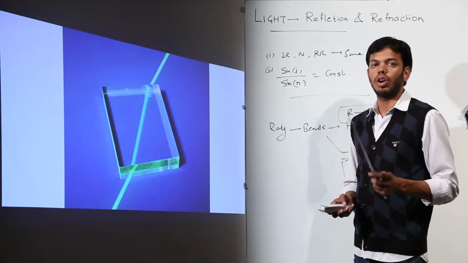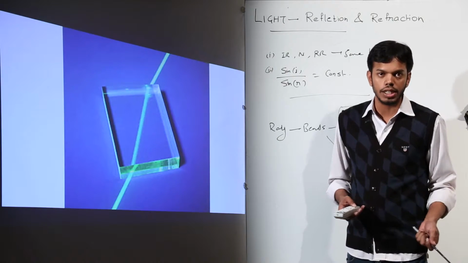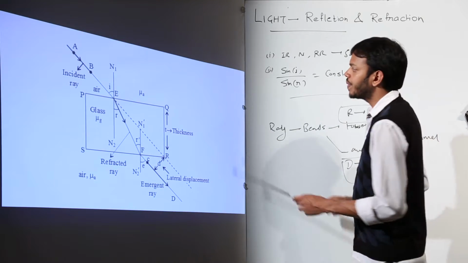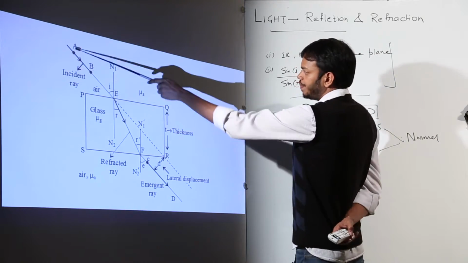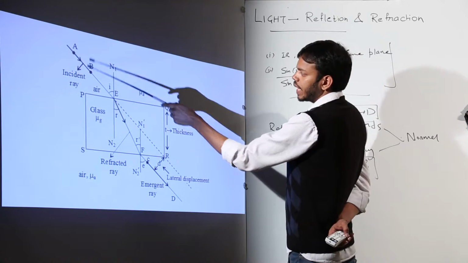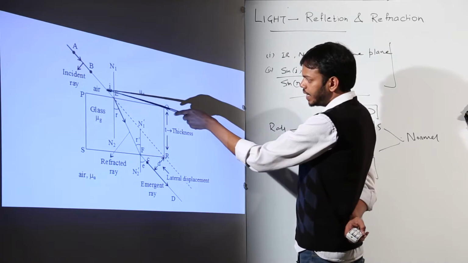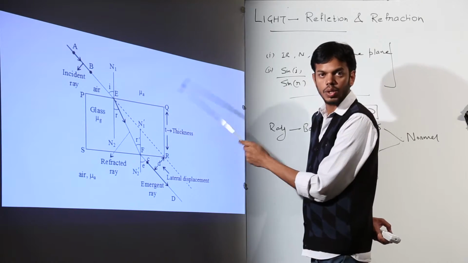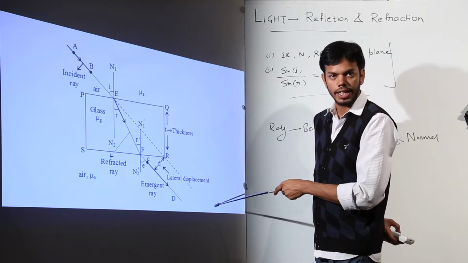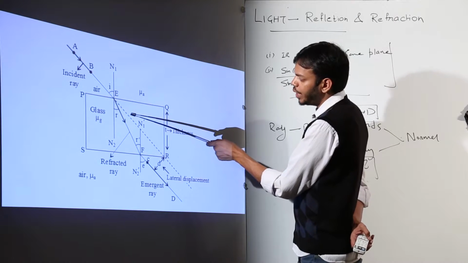Whenever the ray changes its medium, either from rarer to denser or from denser to rarer, it will bend. This is a more technical diagram where I have shown you the incident ray, the normal, and the angle of incidence. Outside is air. Suppose this glass slab is not present, then the dotted line would have been the actual path of light. But due to the presence of the denser medium, the ray got bent towards the normal.